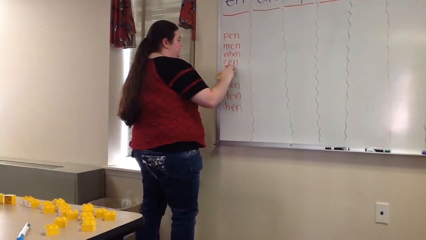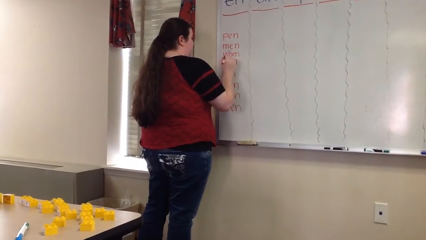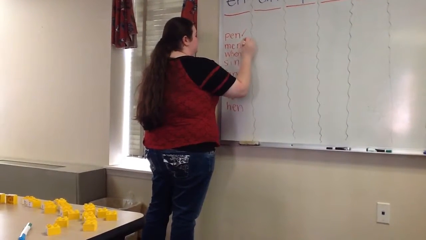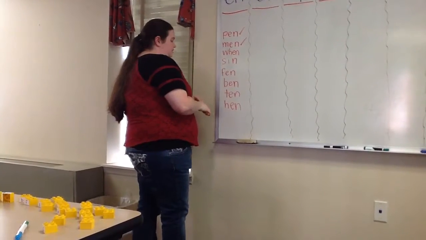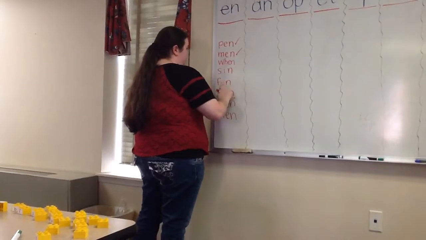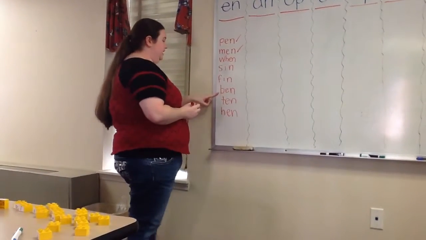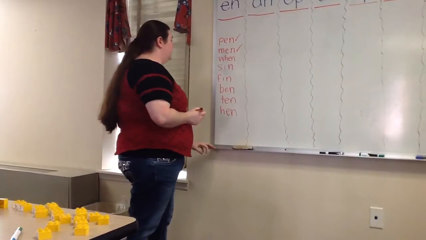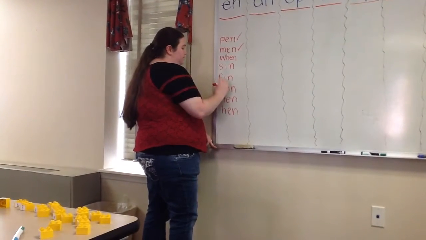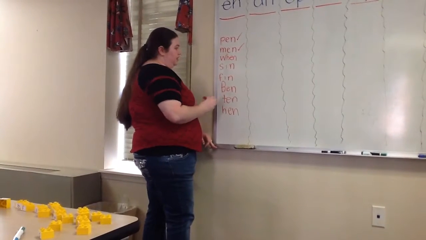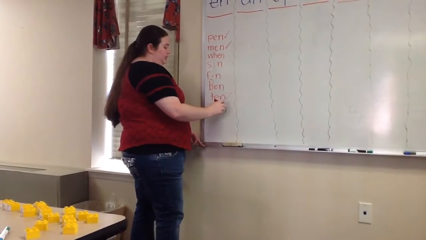Sin is the same way. It's not S-E-N, it's S-I-N. And I'm going to put a check beside the one we didn't have to correct. Fin is the same thing. It's spelled with an I as well. Ben, that's a word, that's a man's name, but whenever you write a name, a proper noun, you have to capitalize the first letter. Ten, that's right, like the number, and then hen.